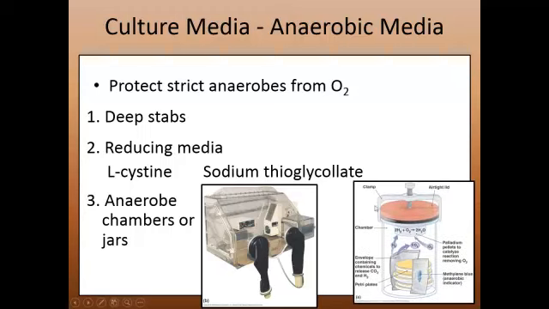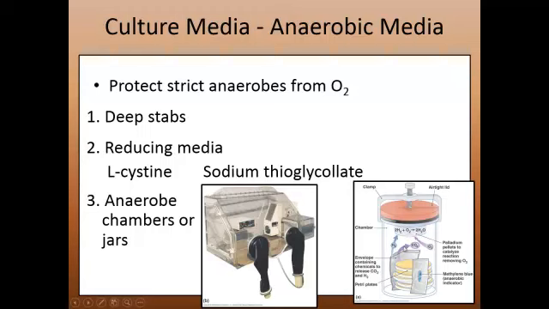Now, there's also anaerobe jars that you can put your plates in. They're much less expensive than the anaerobe chambers. And we have a catalyst that takes hydrogen that's released by these little packets, and the catalyst combines the hydrogen gas and the oxygen gas and makes water out of it.